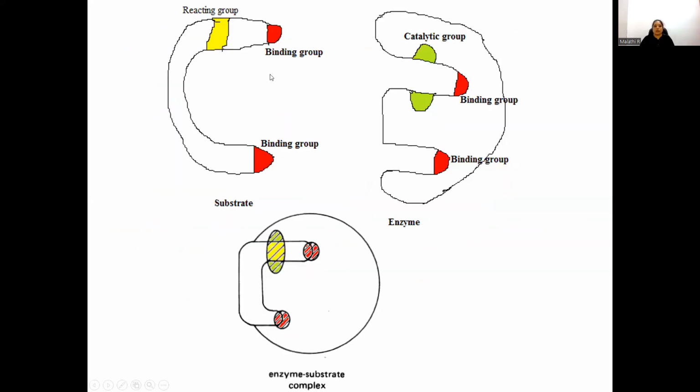So there should be 3 points of interaction in which two binding groups are present in the substrate, and in the enzyme also we have two binding groups. In the substrate a reacting group will be present, and in the enzyme a catalytic group will be present. The interaction will happen between the reacting group on the substrate and the catalytic group on the enzyme. The two binding sites also interact between substrate and enzyme, so that the enzyme substrate complex is formed.